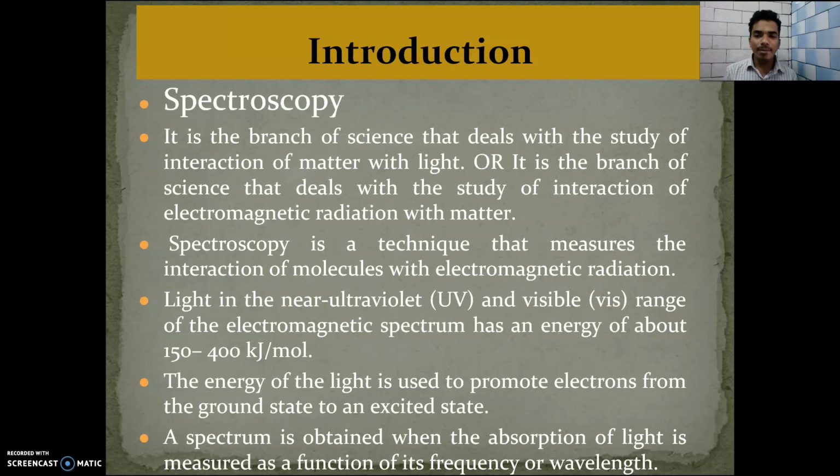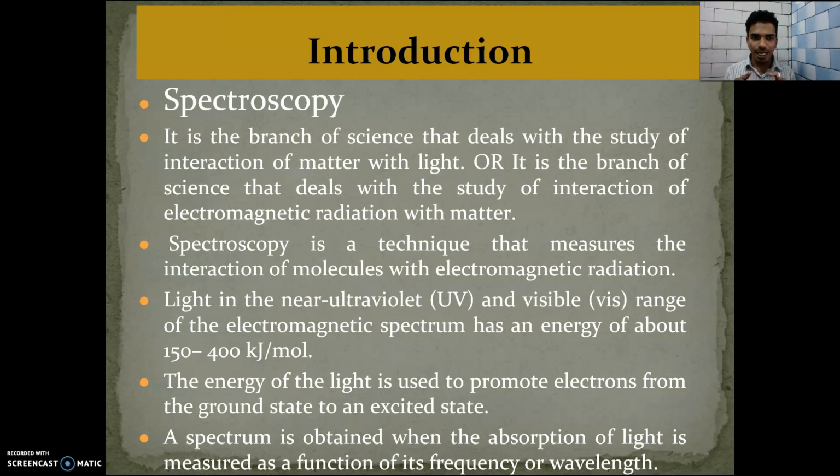So this is the matter, our particular analyte, and we interact it with electromagnetic radiation. There are lots of electromagnetic radiations, and in that, specifically, we want to study right now the UV visible radiation. So spectroscopy deals with the study of the interaction of electromagnetic radiation with the matter. It is a technique that measures the interaction of the molecule with electromagnetic radiation, that is, light in the near ultraviolet and visible range of the electromagnetic spectrum.